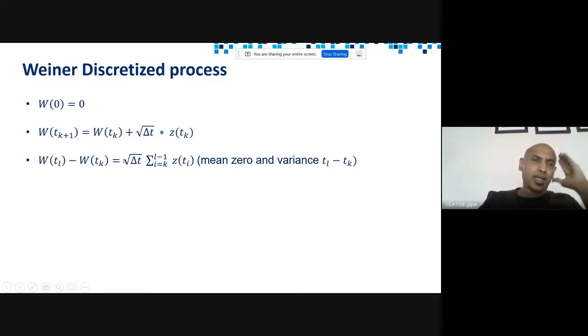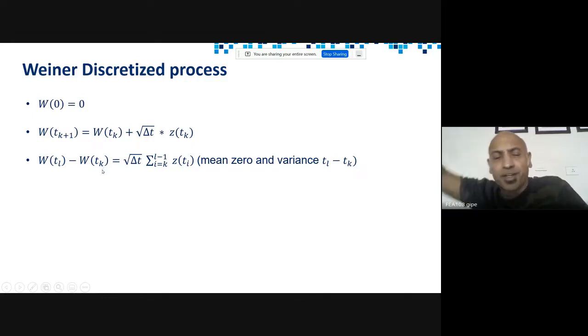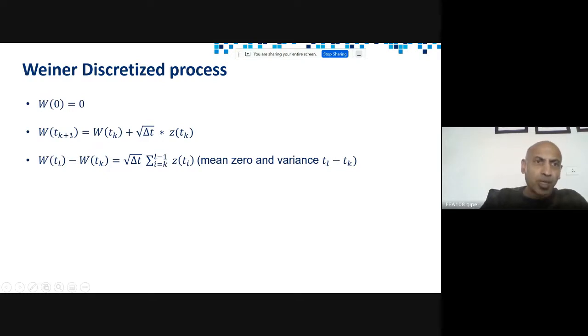The third thing I'm saying now: if I define my functions in such a manner that W of 0 is 0, and I want to take a difference between these two values, say I call K plus 1 as L and Tk as K, then what do I have to do? In between these two intervals, I have to sum up all those little values of W(Tk) across this spectrum. I'm just doing a simple math here.